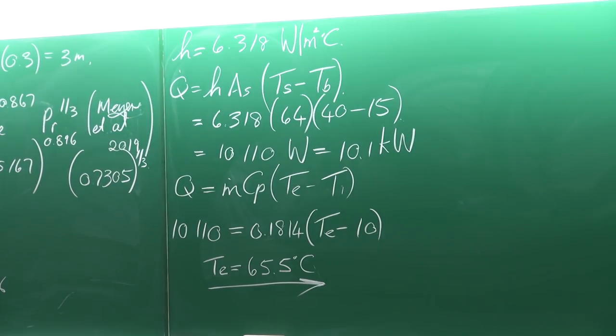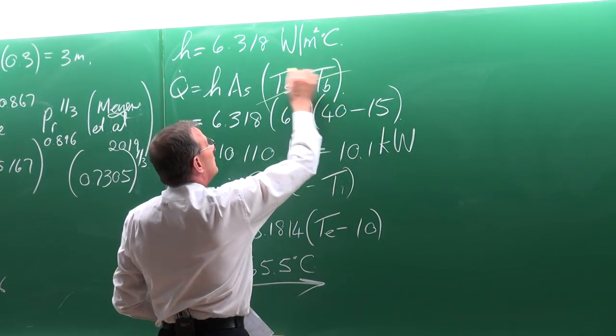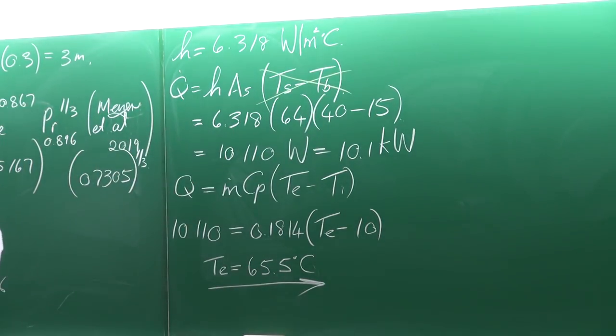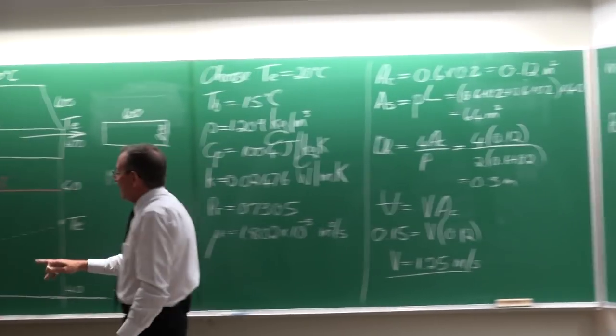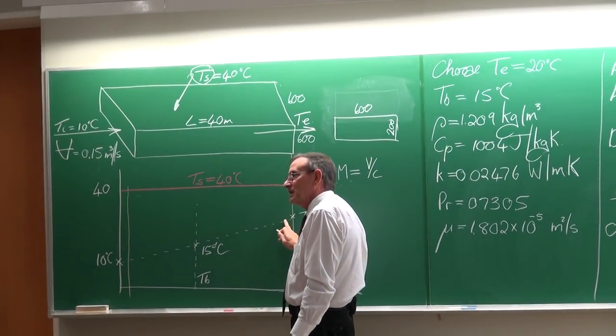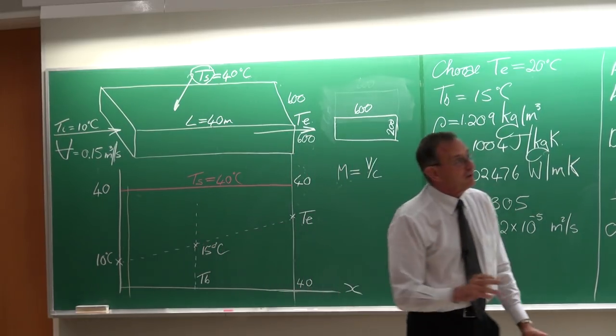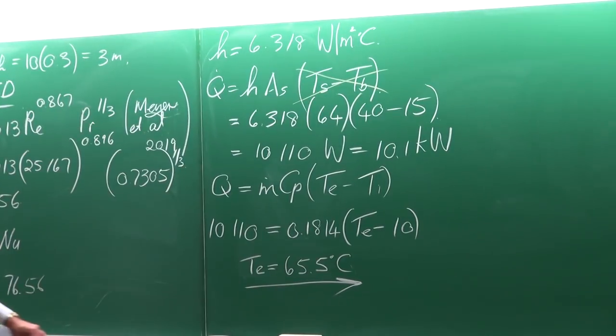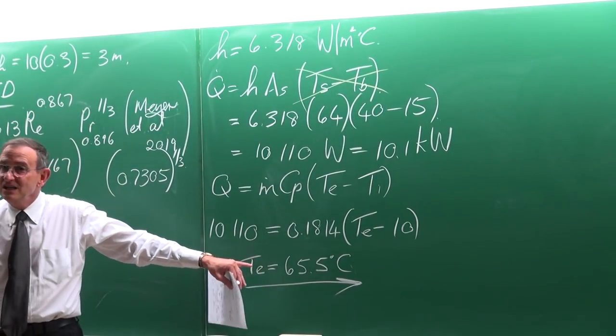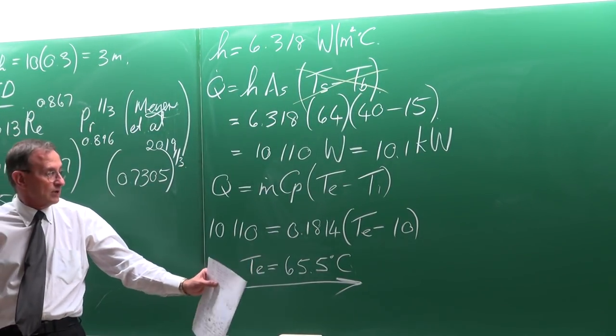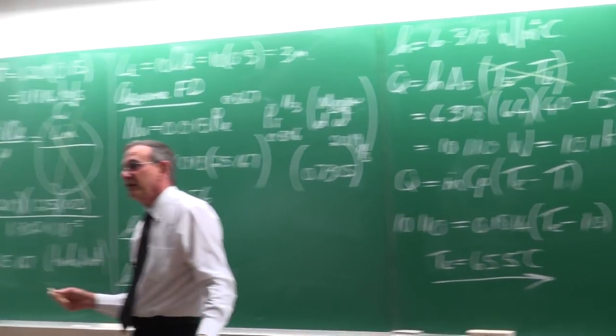Now the first thing that I've said that we cannot do is exactly that. We've spent more than one lecture to show you that this temperature difference is not linear. The increase in temperature is not linear. So that's the first thing that you should have not done. But it's very easy to do calculations. Here's the outlet temperature of 65.5.